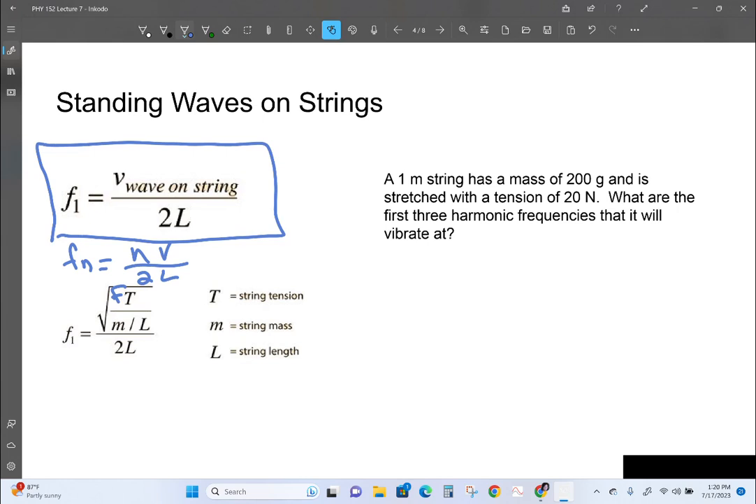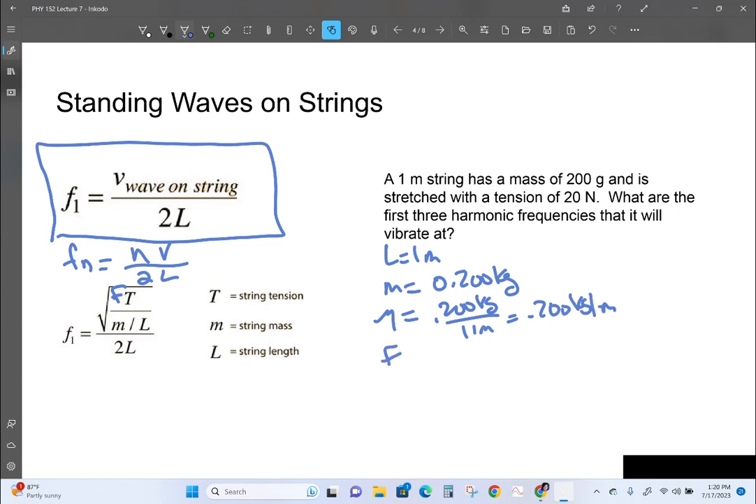A 1 meter string, so that's my L, has a mass of 200 grams or 0.200 kilograms. So mu is going to be 0.200 kilograms divided by 1 meter, or 0.200 kilograms per meter. We'll need to know that. And the tension force is 200 newtons. What are the first 3 harmonics?